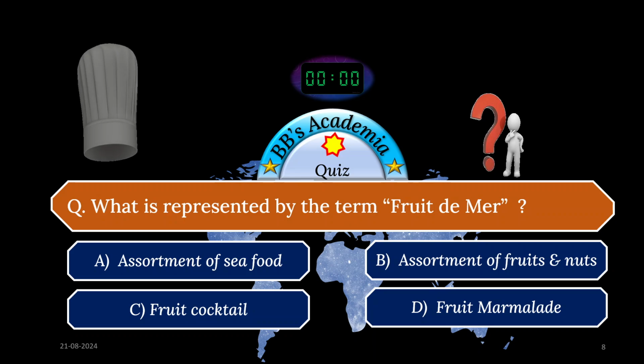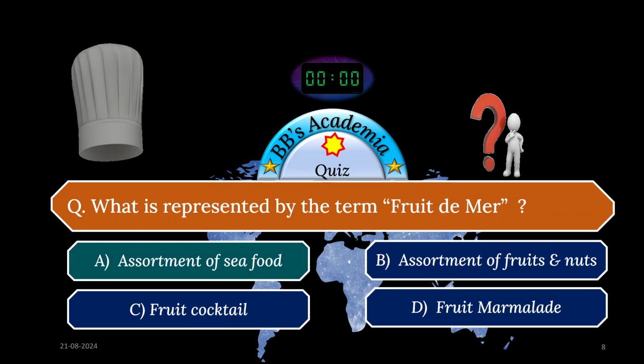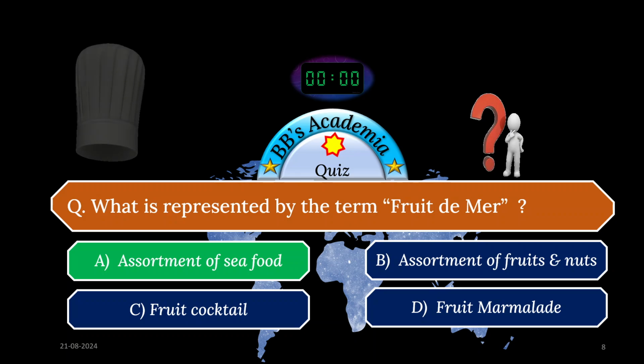Good. Time is up. Hopefully you are able to give the right answer, and let us check now what is the right option out of these four. Here it comes on your screen. It is nothing but the assortment of seafood. Let us congratulate those who have given the right answer, and now it is a time to know a little more about these words, fruits de mer, or seafood.